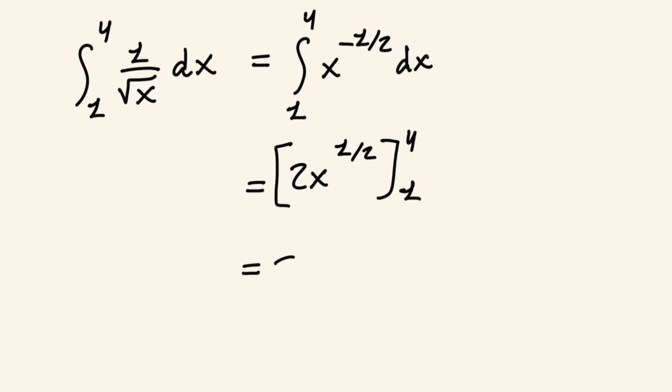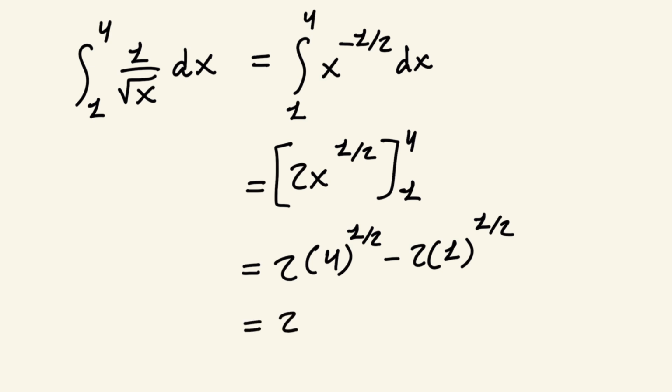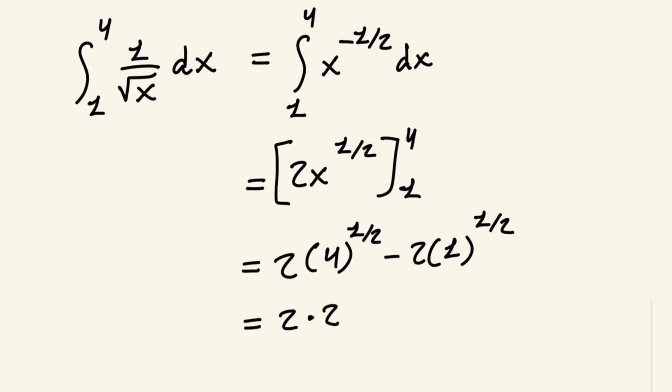which is equal to 2 times 4 to the 1/2 minus 2 times 1 to the 1/2. Okay, 1/2 is just a square root. So what is the square root of 4? It's equal to 2. So this is multiplied times 2 minus the square root of 1 is just 1. So minus 2. Okay, so then we have 2 times 2 minus 2. So we're going to have 4 minus 2, which is all equal to 2. I know it's a lot of 2's, but this is the final answer.